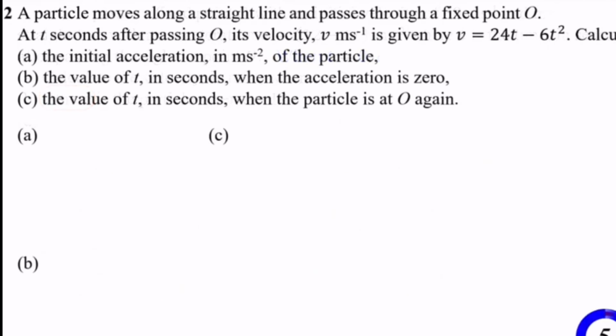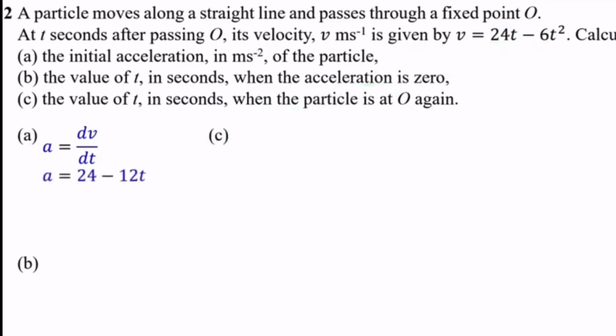Now let's discuss the next question. A particle moves along a straight line and passes through a fixed point O. t seconds after passing O, its velocity v meters per second is given by v equal to 24t minus 6t squared. Calculate the initial acceleration.